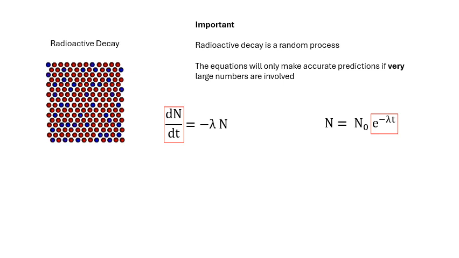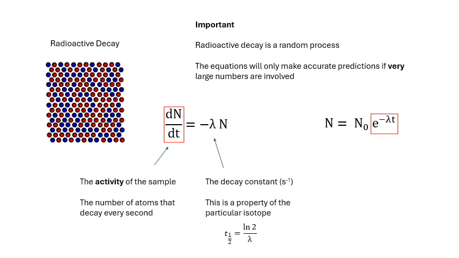Remember that it is a random process, and we're only working out the probability of the activity, the probability of the value of N. But very large numbers are involved, actually. So dN/dt is minus lambda N. dN/dt is the activity of the sample. It's the change in N every second, the rate of change of N, the number of atoms that decay every second.